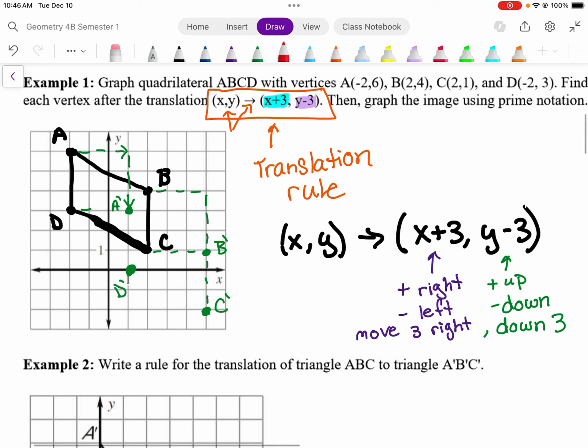So again, on all of your shapes, you need the labels of the letters. So if you did not have A prime, B prime, C prime, and D prime on your final shape, you would not get full credit. And that is what our picture would look like. Okay, so this is an example where you have to graph using the rule.